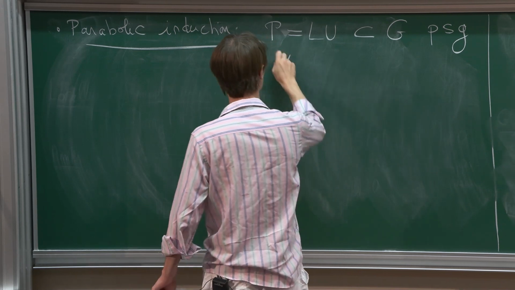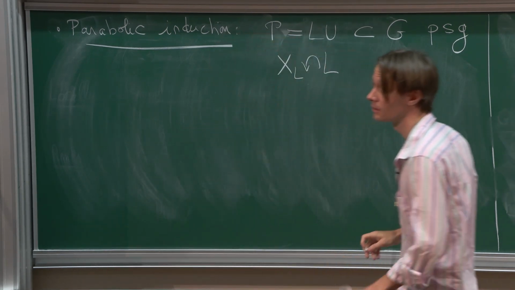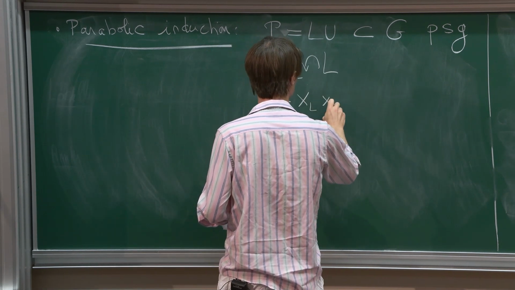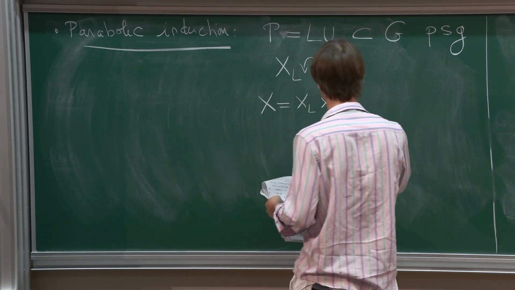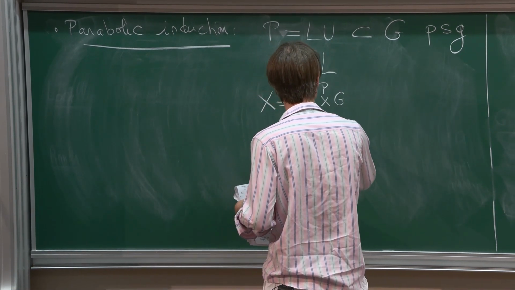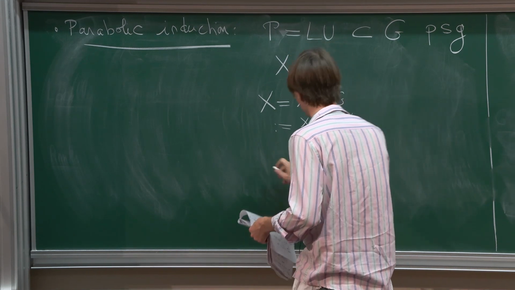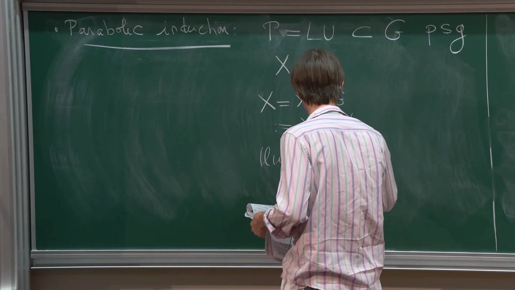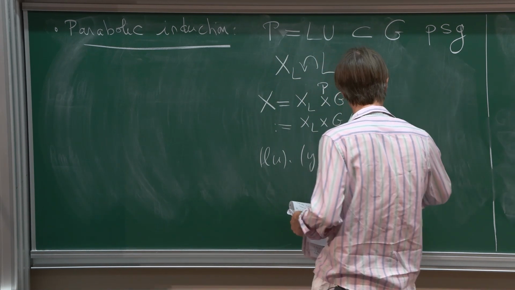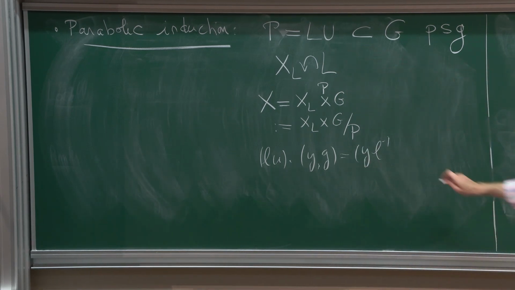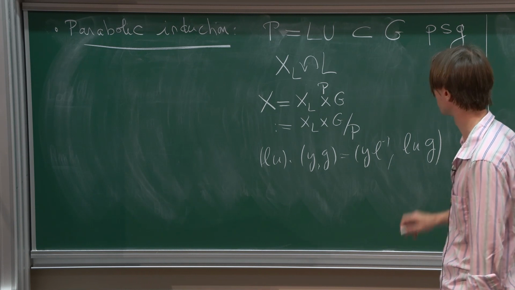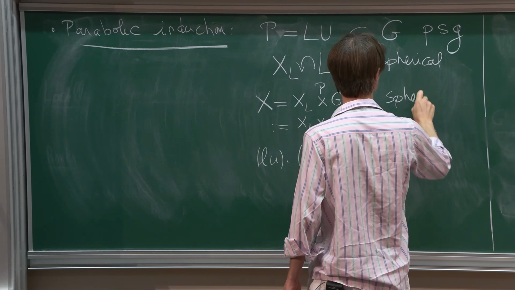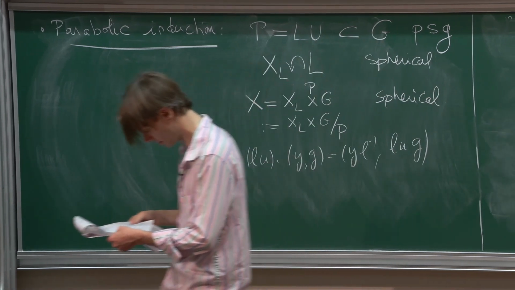and you have a variety X_L, an L-variety, what you can form is the so-called contracted product. By definition, this is just the product modulo the action of P, where P equals LU acts in the obvious way, so Y times G. So you multiply by the Levi part on the right of Y and on the left of G. Okay? And it turns out that if this one is spherical, this one is also spherical. It's easy to see. Exercise.